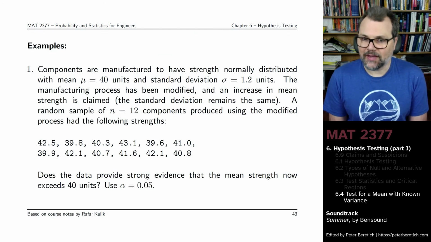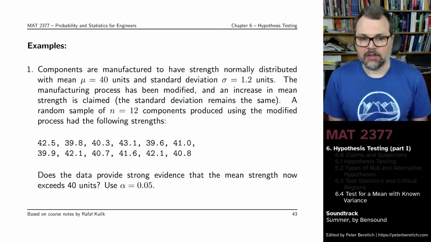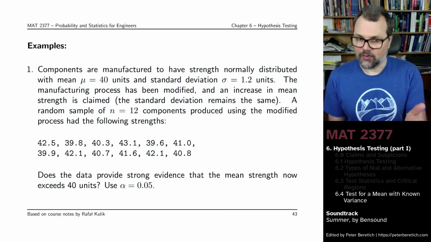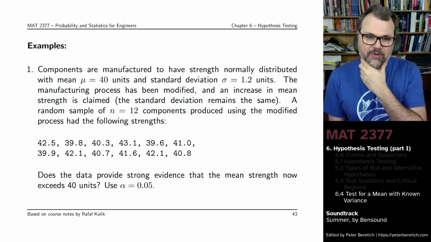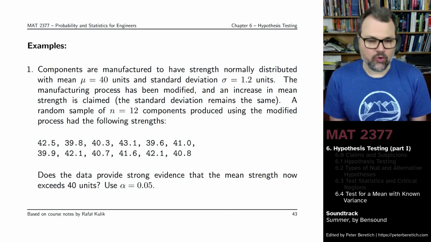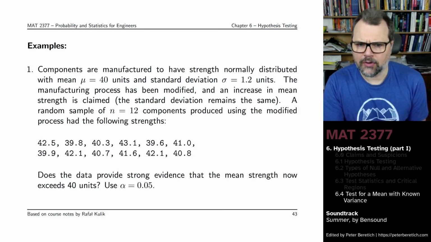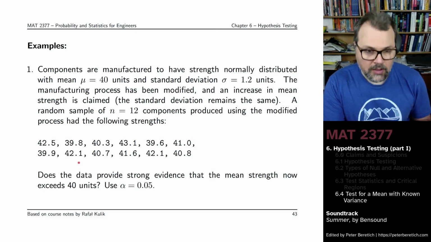How do we test for that? How do we test the claim? Well, we'll take 12 components that have been produced using the new process, and we'll look at the strengths that they have. We measure the strengths that they have. So the question that we have then, is there evidence there to suggest that the mean strength is now greater than 40 units. If you just look at the numbers, this one's greater than 40, this one's smaller but close, greater, greater, smaller but close, greater, smaller but close, greater, just a little bit greater, greater, greater, and just a little bit greater.